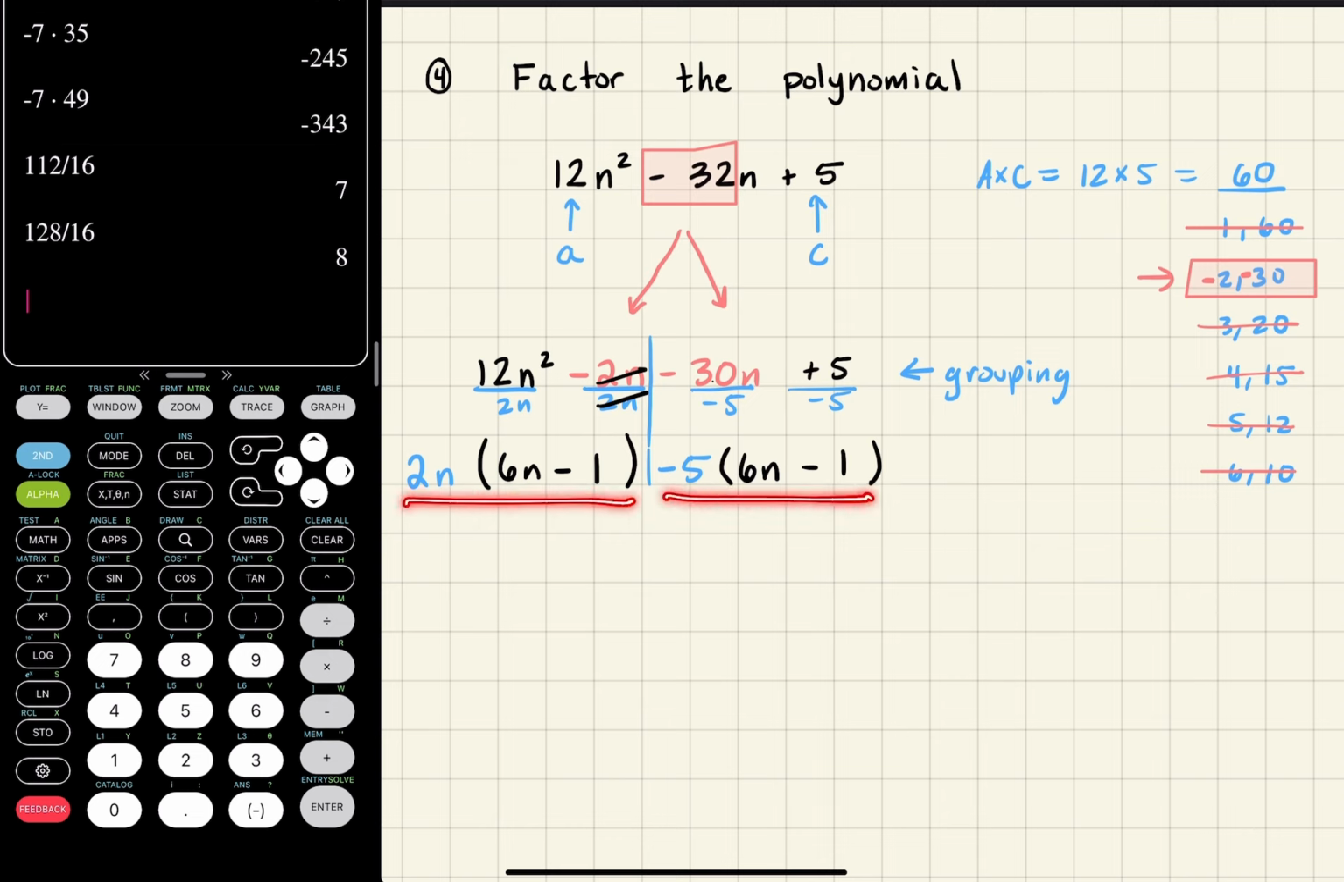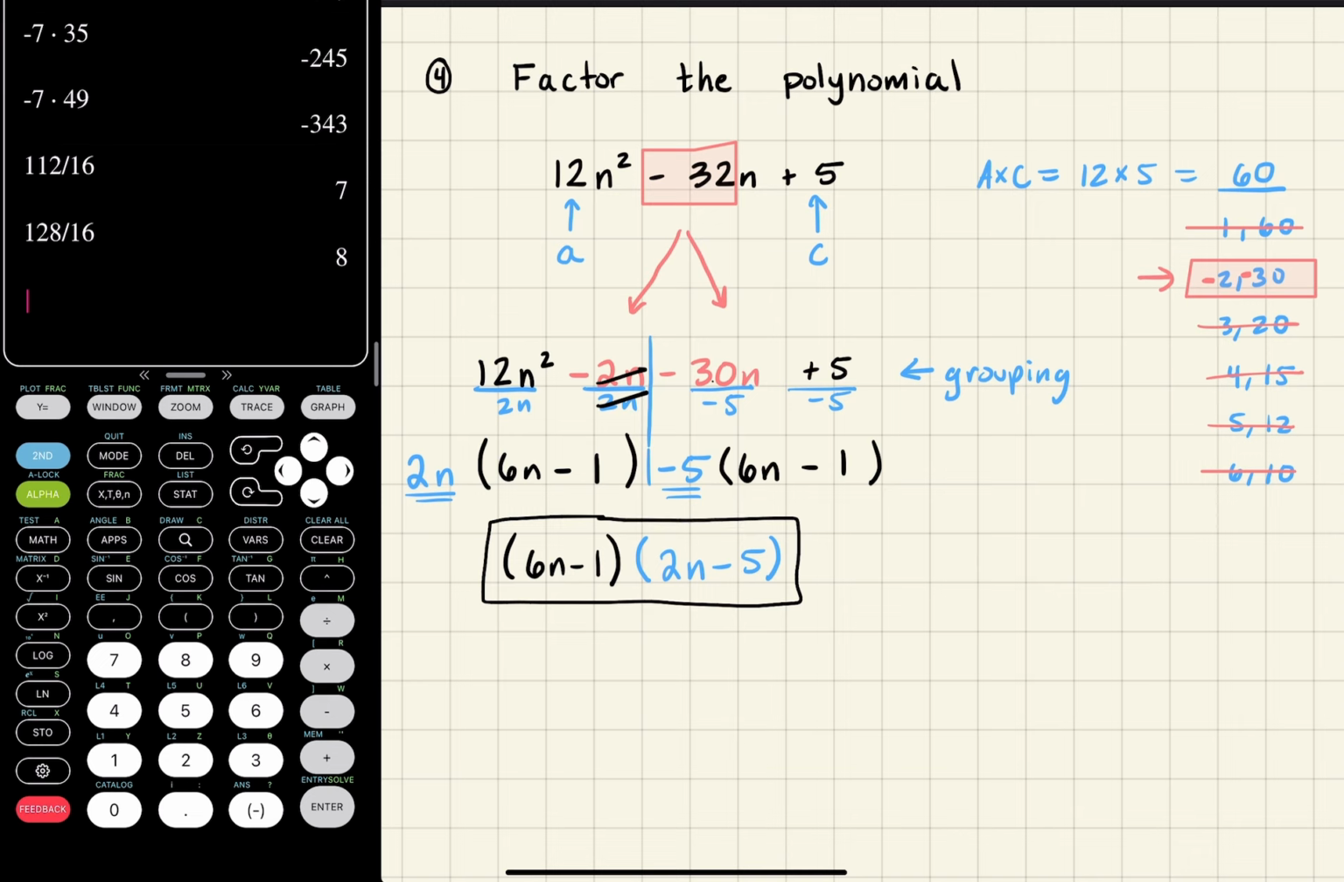And notice they both have the 6n minus 1 in common, so that is kind of like the GCF of those two terms. We'll pull that out, leaving us with the 2n and the minus 5. And that'll be our factored form for this problem.